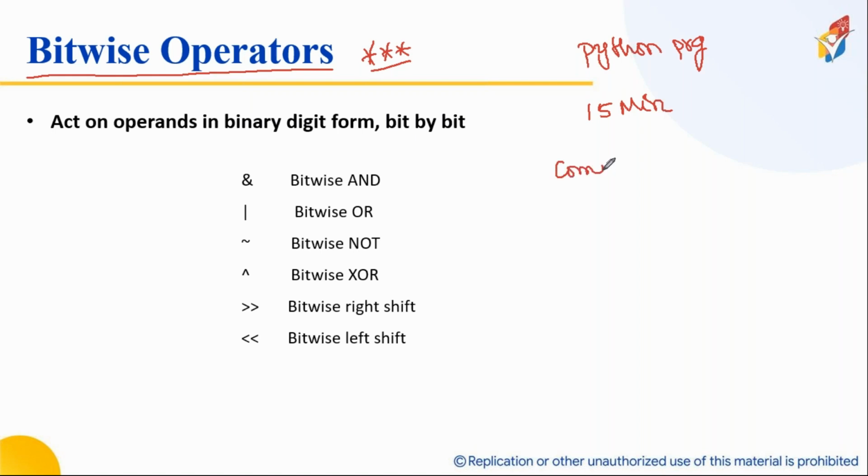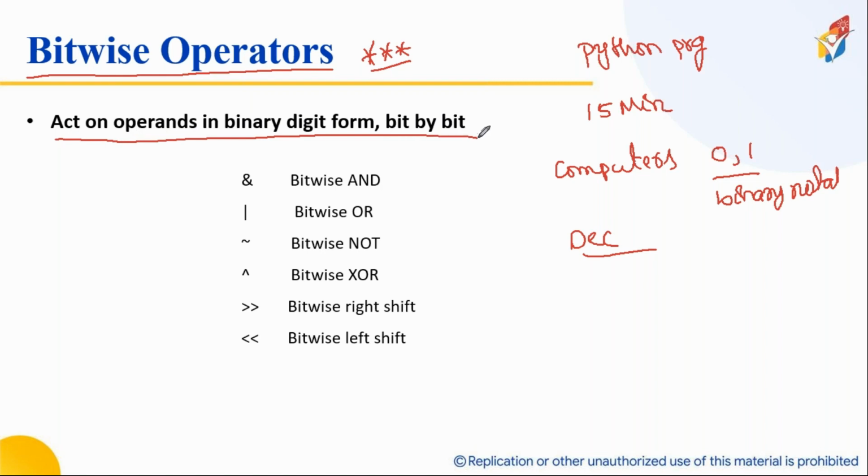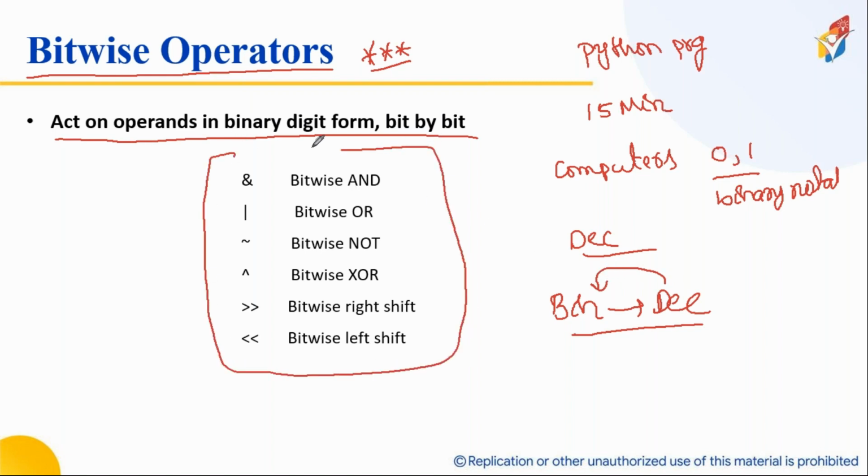Now, computers understand only zeros and ones. We call this binary, binary notation. Normally we work with decimal notation, but bitwise operators act on binary digit format, bit by bit. So you should know how to convert binary format into decimal format and decimal format into binary format. Python supports six kinds of bitwise operators, and this is the most important topic of today's discussion. I'll spend a minimum of 15 to 20 minutes. Shall I go ahead?